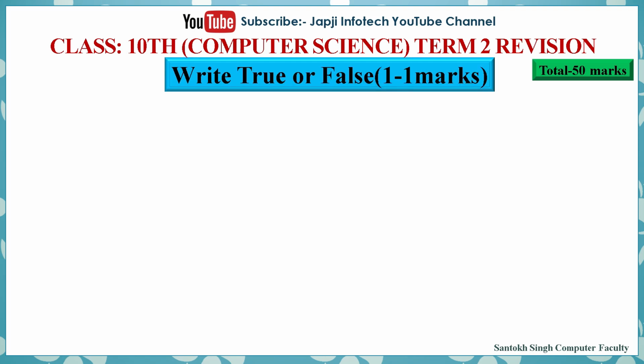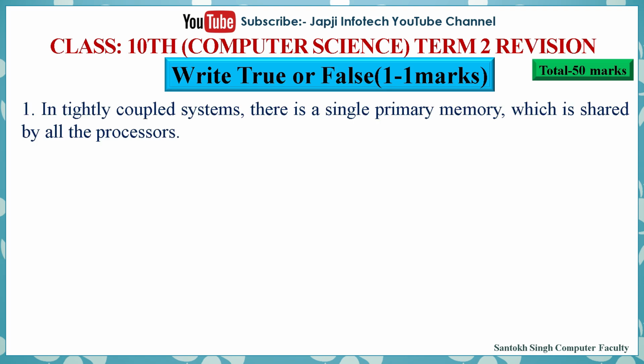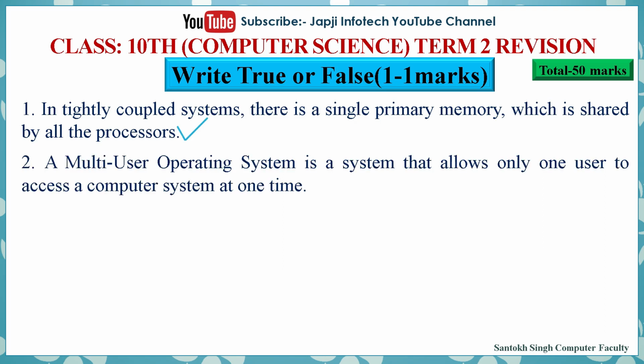So now we will learn about true or false. Each true or false carries 1 mark. The first one is: in a tightly coupled system there is a single primary memory which is shared by all the processors. True. Second one is: a multi-user operating system is a system that allows only one user to access a computer system at one time.